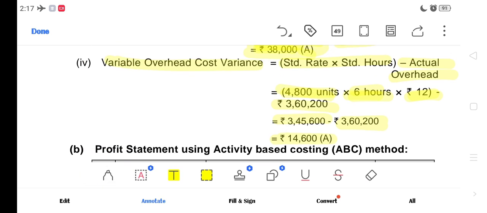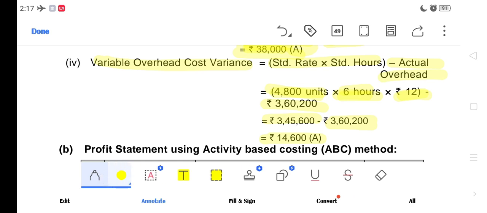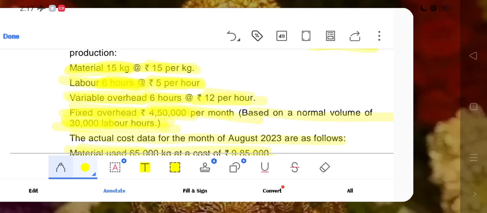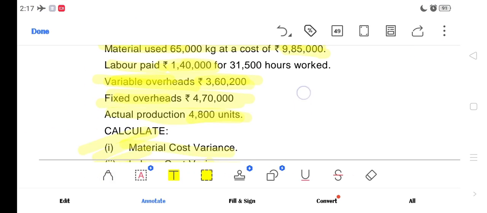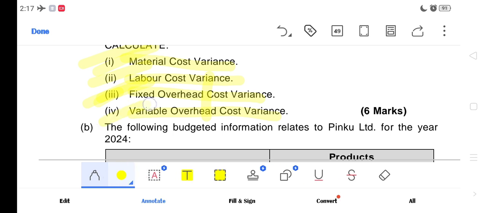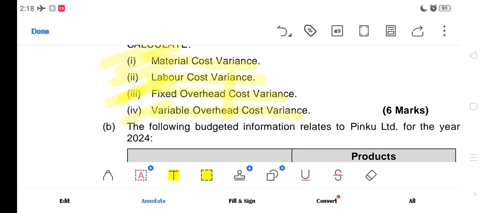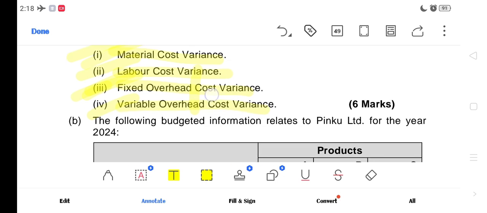Okay. So with this, we have completed variable overhead cost variance also. Simple, right? They have given all the data and we have finished variable overhead cost variance. Okay. Now let's go to the second bit.